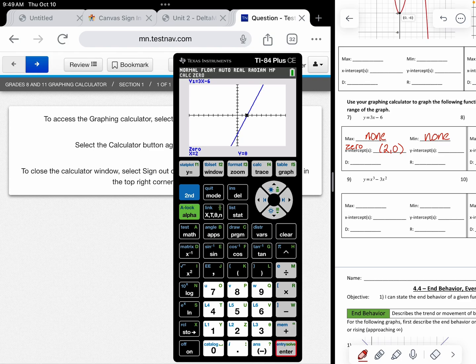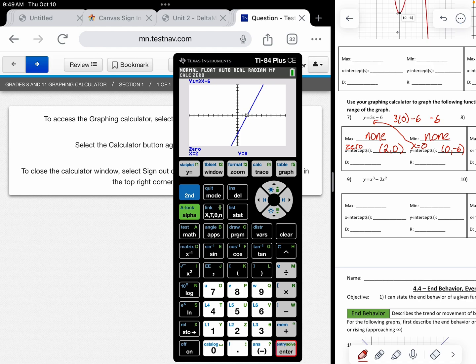The y-intercept, sadly, your calculator doesn't have a button for that in second trace that I'm aware of, but at a y-intercept, we know that the x value is 0. So if I take that and I plug it in for the x here, it would be like 3 times 0 minus 6. So 0 minus 6 is negative 6. So I know my y-intercept is at 0, negative 6.